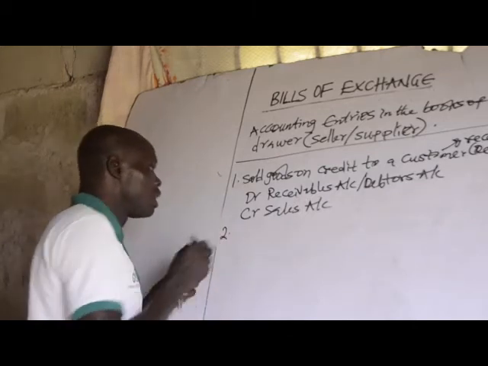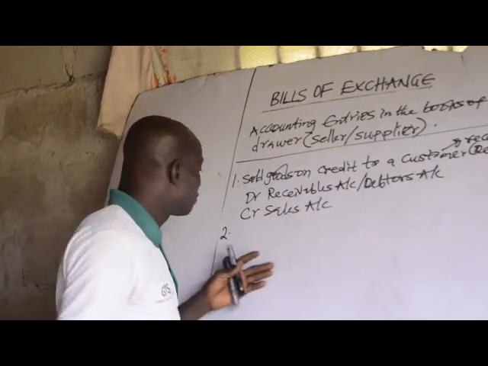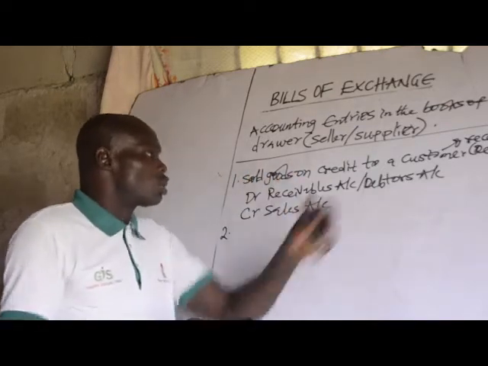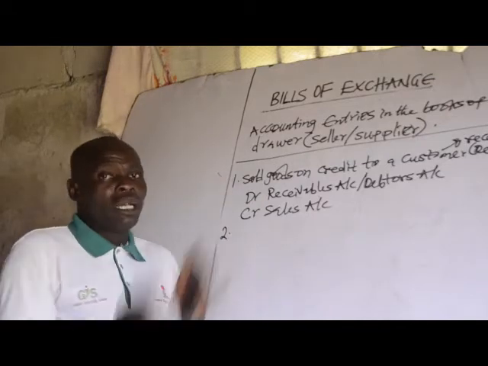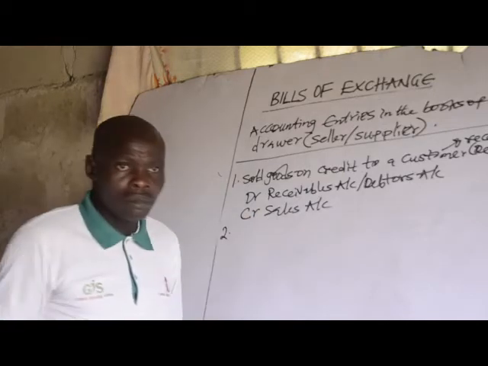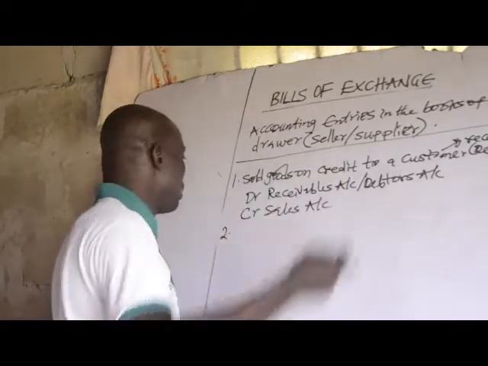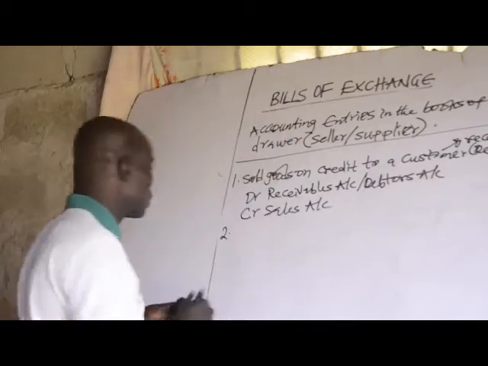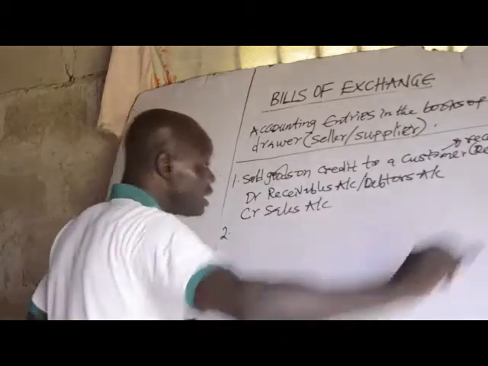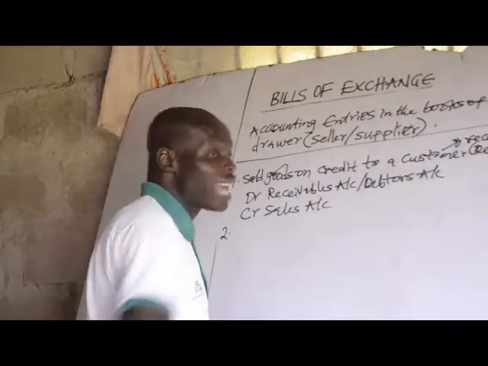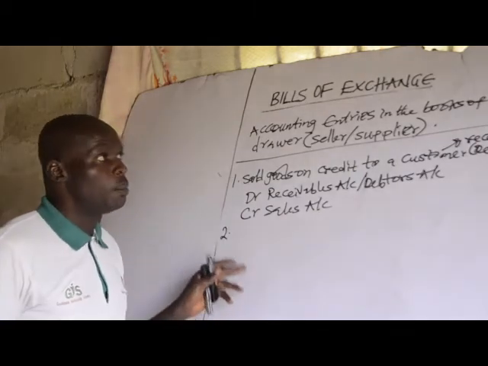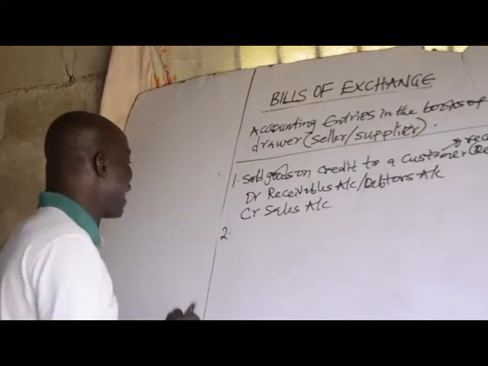Number two: these goods have been sold on credit by the drawer, the seller, to the customer. The seller will now write a bill on the customer, instructing the customer to pay the amount owed at a certain time, immediately or in future. Once the person receives the bill, he appends his signature and writes the word accepted across the face of the bill. Then the bill becomes a legal proof.